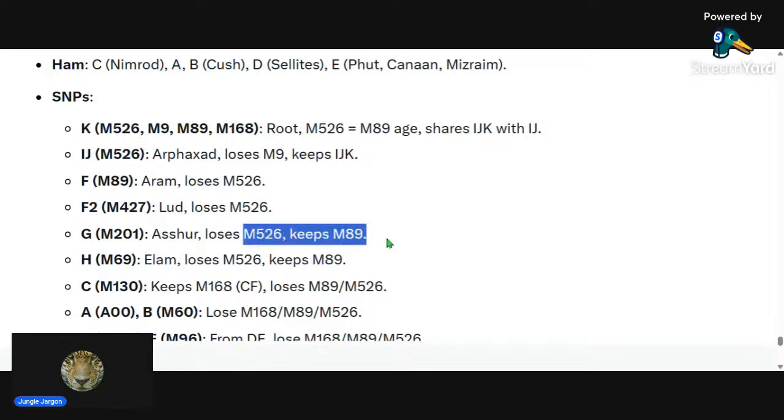So then H is M69 Elam. Of course, if all the ones before him lost this marker, the IJK marker, he's not going to have it either. It keeps M89, 89 being Aram and Lud.